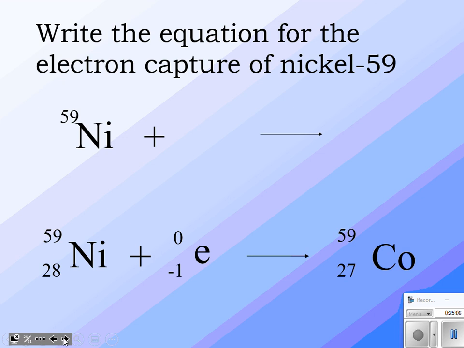When I do the electron capture, the 59 is going to lose 1, or excuse me, the 28 is going to lose 1, so it's going to be 28 minus 1 is 27. Element number 27 is cobalt. So this will be cobalt 59.